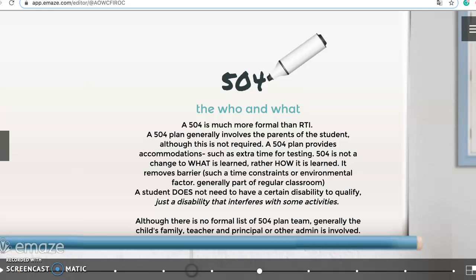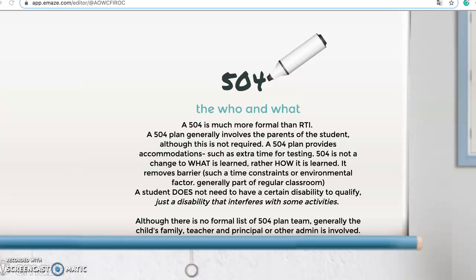A 504 plan provides accommodations. These can be things such as extra time for testing, changes to their learning environment, such as preferential seating. But it cannot change what is learned, which is what will be referred to as a modification. A 504 plan team generally includes the child's parents, their general education teacher, and principal or other administrator. There's no formal list of who can be on it, it's just what is deemed in the best interest of the student's success.